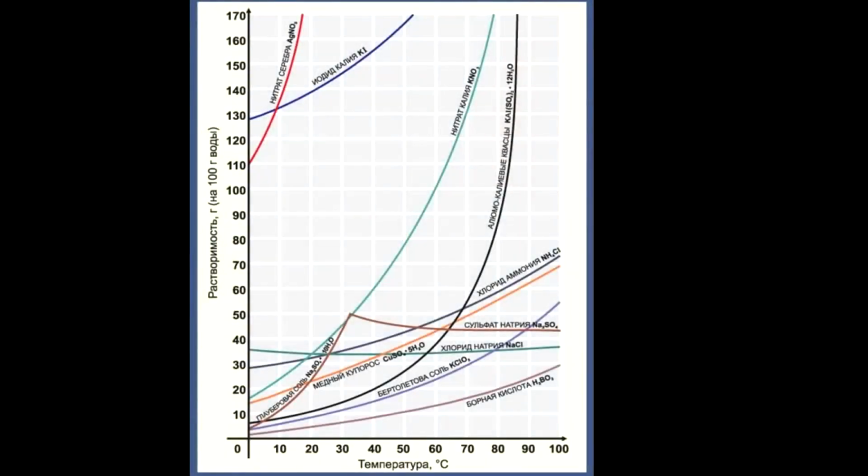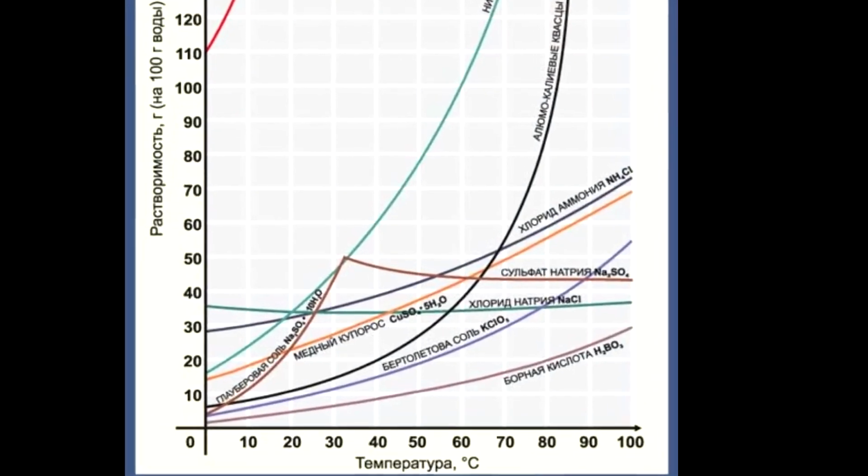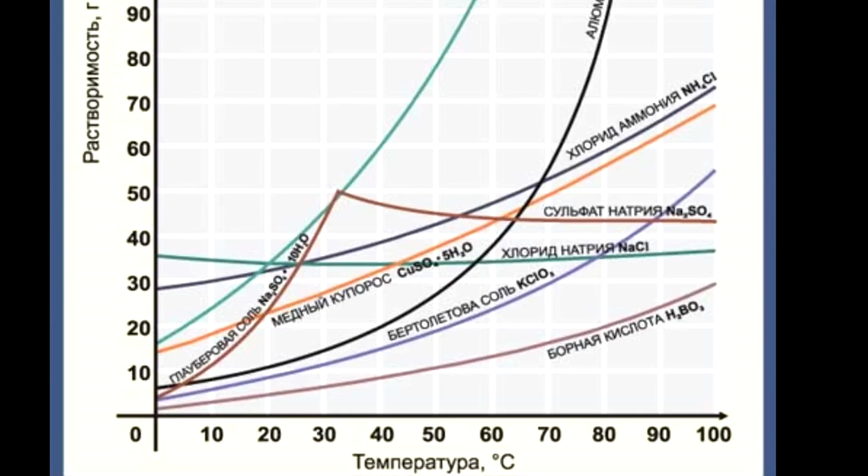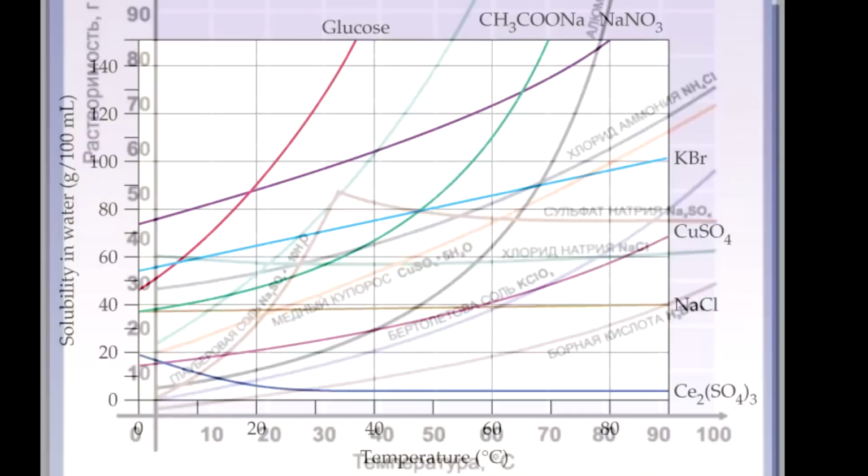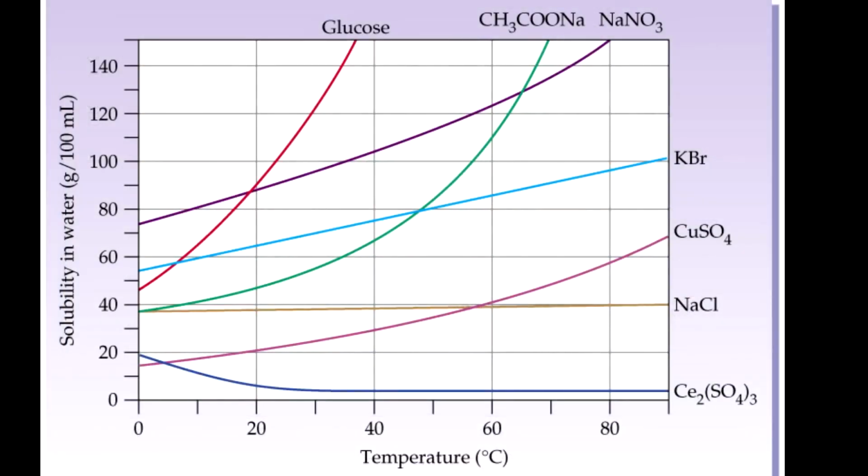Different salts have their own solubility curves. A solubility curve is a measure of how many grams of the salt can be dissolved in 100 milliliters of water at a certain temperature. Also, the information is different for each of the salts.